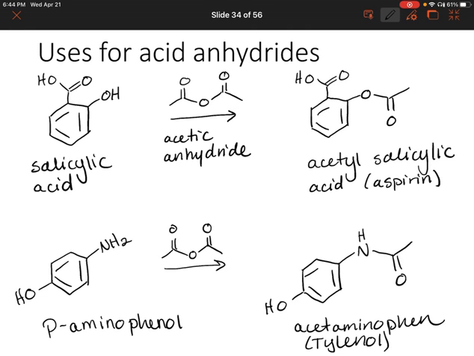Okay, so you might be wondering in the second reaction, why did the anhydride react with nitrogen and not with oxygen? Well, it has to do with electronegativity. So what is more electronegative, oxygen or nitrogen?